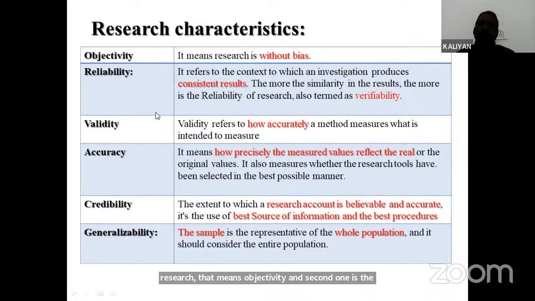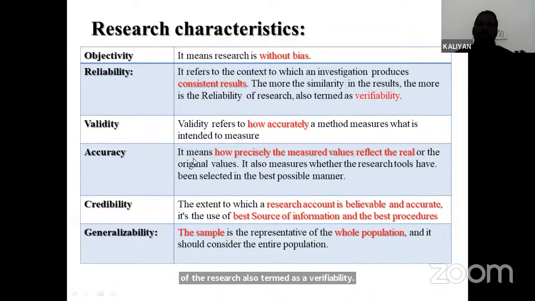Reliability means it's a consistent result. It's a continuation of the process. We get the same result. It is an average result for the overall research. That means reliability. The similarity in the result or more is the reliability of the research, also termed as verifiability.